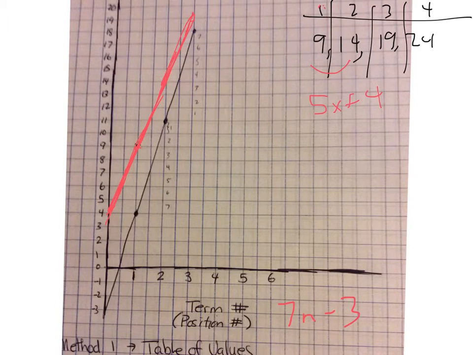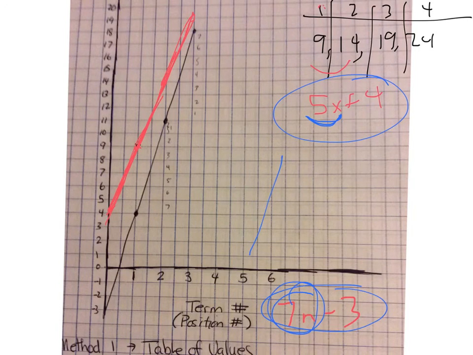Either method will work. Now, there's one more thing I want you to understand: if I have two rules, one like 7n minus 3, and another like 5x plus 4, whichever has the bigger number here, the bigger multiplier, is going to be a steeper line. If it has a smaller multiplier, it's going to be less steep. So we talked about that in our exploration. It's just something I want you to remember. Hopefully this helps you guys with your graphing.